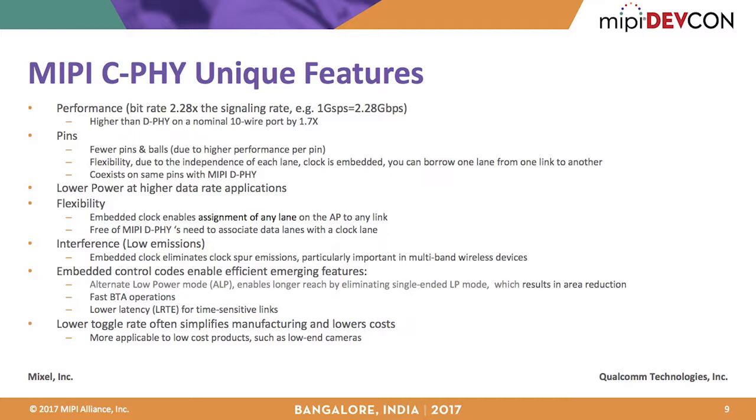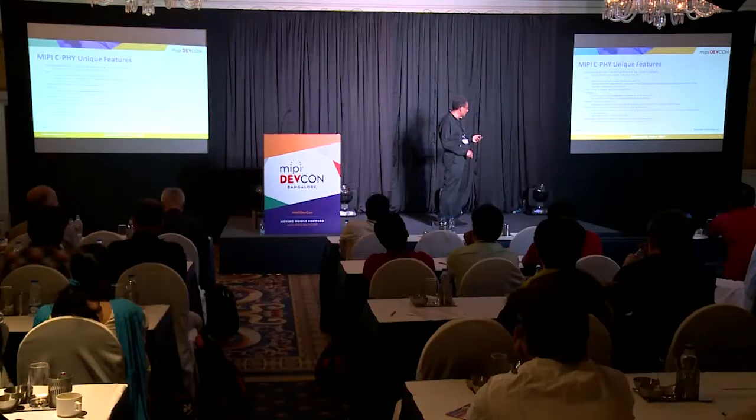Because of the nature of the C-PHY, you have some unused codes that can be used for additional functions, such as the alternate low power mode, fast bus turnaround, and low latency. And of course, because you have a lower data rate, the design of the board and things like that can be less complicated in some ways, which lowers the cost.